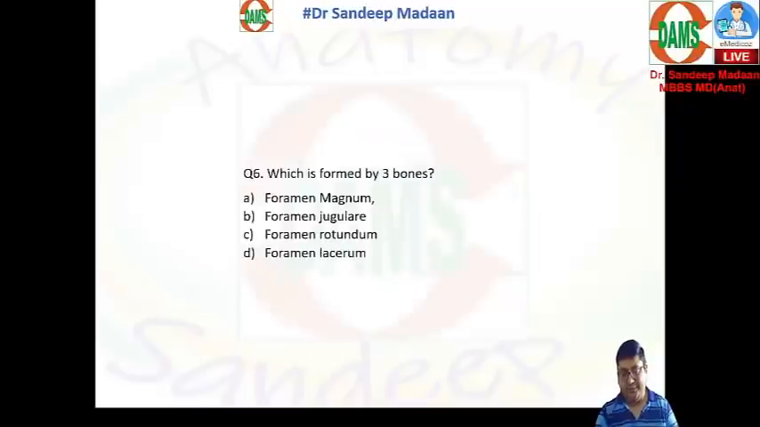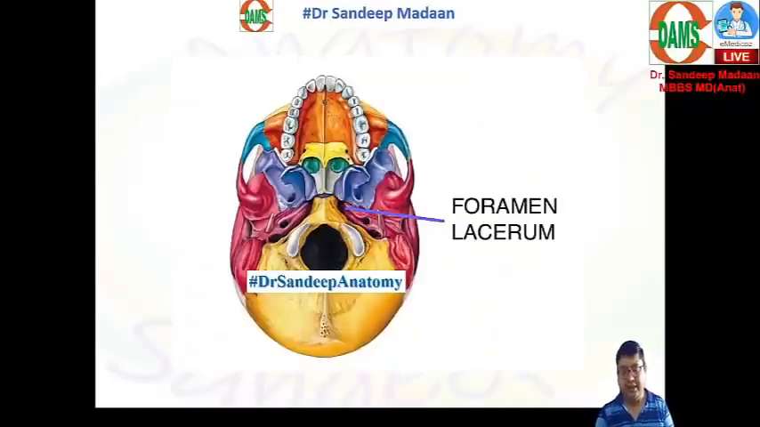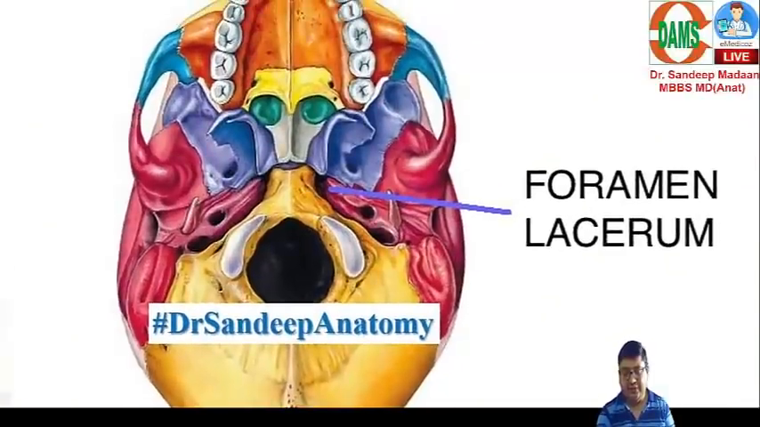Next question, which is formed by three bones. Now here the answer is foramen lacerum. Why foramen lacerum? Let us look at the anatomy. Here you can see this is the foramen lacerum, which is actually formed between, this is the basilar part of the occipital bone, this is the petrous part of the temporal bone, and this is the greater wing of the sphenoid. So between sphenoid, temporal and occipital, these three bones, we have this foramen which is called foramen lacerum. And that is why the answer to this question is foramen lacerum.